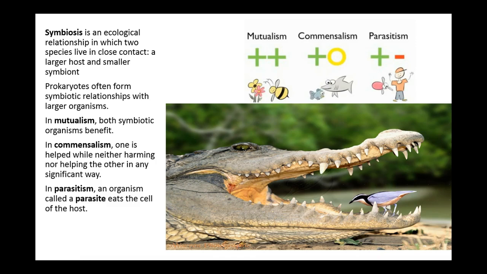And then the third one is parasitism, where one organism eats the other, and so one is very much benefited and the other one is harmed. And what we have here is a mosquito biting some poor person, certainly getting a meal there, and the person is getting harmed. We will pick this up on the next one.